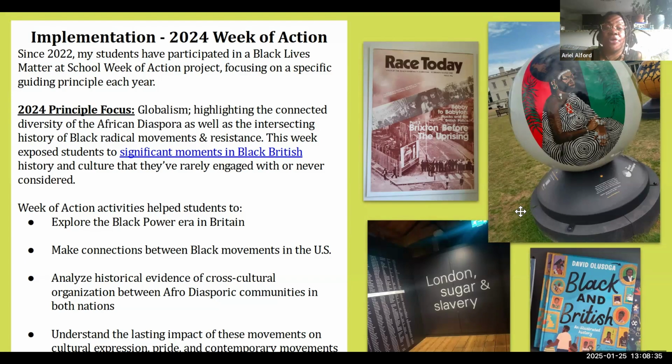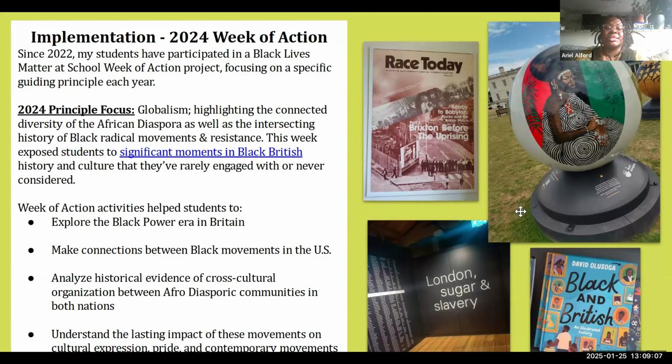So in 2024, the principal focus for my students was globalism. We were highlighting the connected diversity of the African diaspora, as well as the intersecting history of Black radical movements and resistance. In that class, probably 98% of the students were of African descent. So I thought it was important for them to see just how vast the African diaspora is and how interconnected it is. It's connected diversity because it is diverse. It's not a monolith, but it's all connected.